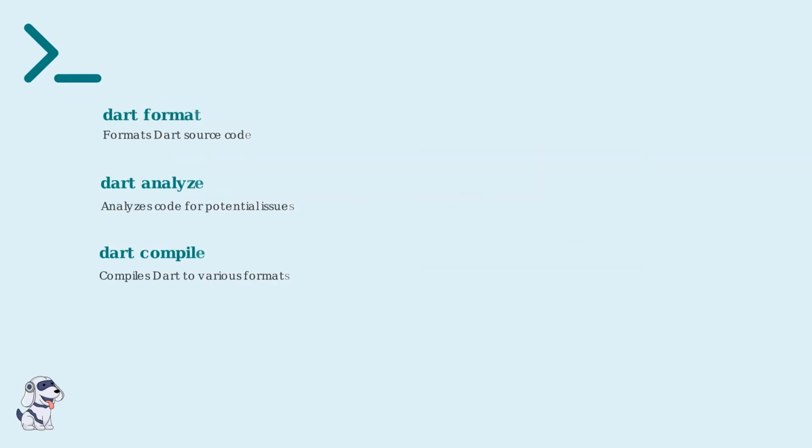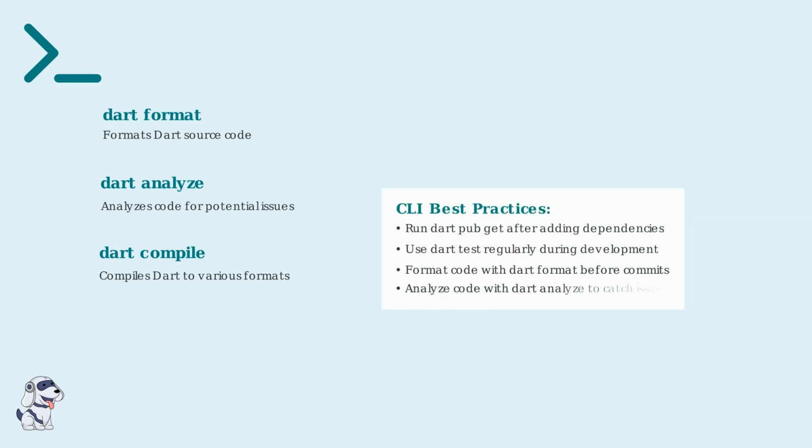Several other CLI commands are essential for maintaining code quality. Dart format automatically formats your code. Dart analyze checks for potential issues, and Dart compile creates executable files. These CLI tools form the foundation of efficient Dart development. Use Dart create to start projects, Dart pub get after adding dependencies, Dart test regularly during development, and Dart analyze to catch issues early. Mastering these Dart CLI commands will significantly improve your development productivity and code quality. They provide the essential tools needed for professional Dart development workflows.